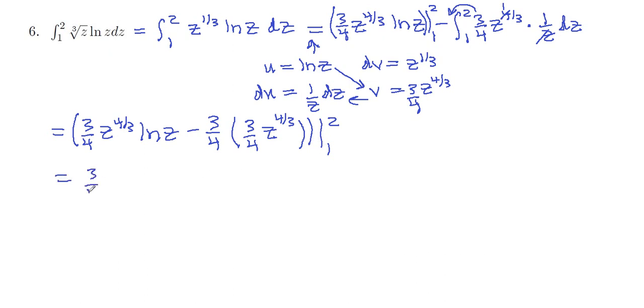So 3/4 times 2 to the 4/3, natural log of 2, minus 3/4. Well, actually, this 3/4 we can pull out there with that one. This will be 9/16 if we multiply them. So 9/16, and then times 2 to the 4/3.